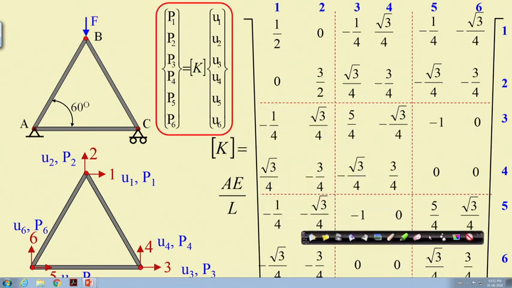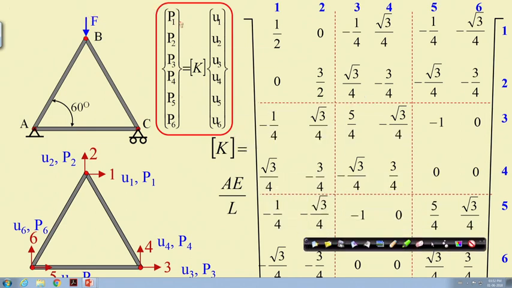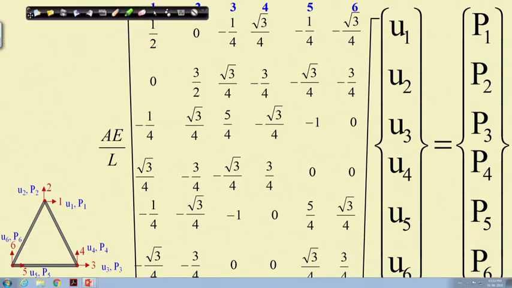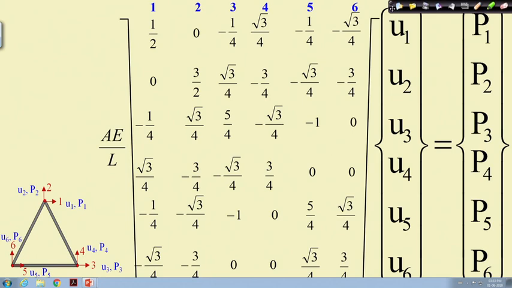Now, the forces P1, P2, P3, P4 and the displacements U1, U2. Okay. Now, if I substitute this stiffness matrix here, the form that we get is like this. You see, this is the form we get.